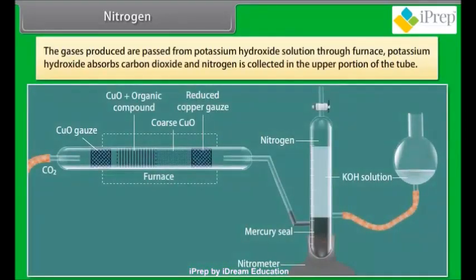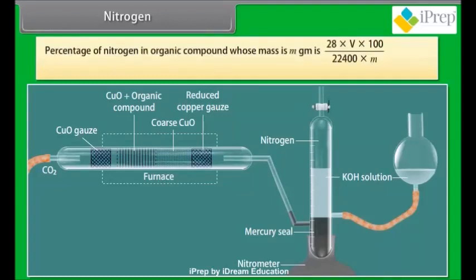The gases produced are passed through potassium hydroxide solution in a furnace. Potassium hydroxide absorbs carbon dioxide and nitrogen is collected in the upper portion of the tube. Percentage of nitrogen in organic compound whose mass is m gram is 28 into V into 100 divided by 22,400 into m, where V is the volume of nitrogen at STP.